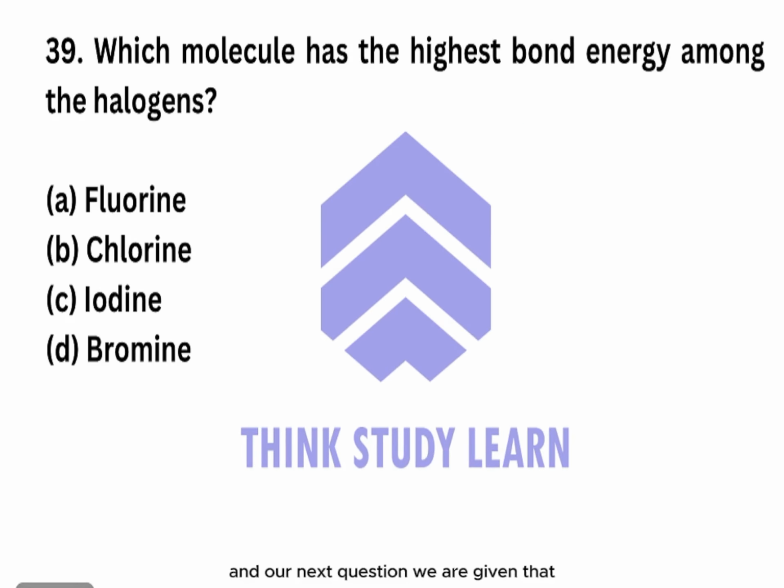In our next question, we are given that which molecule has the highest bond energy among the halogens? Chlorine has the highest bond energy.